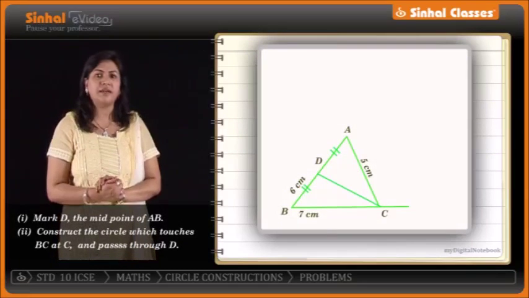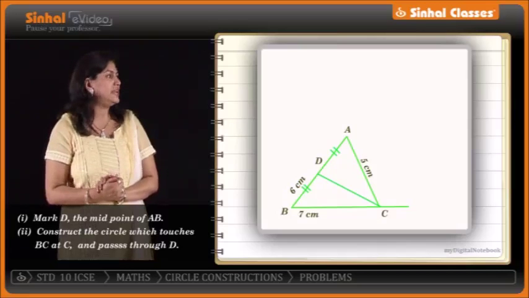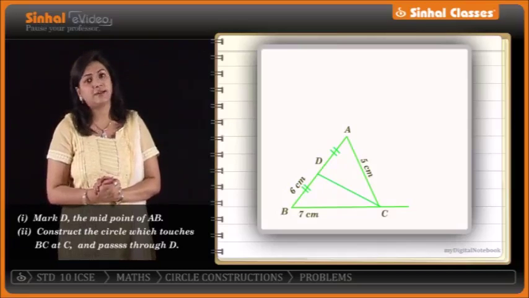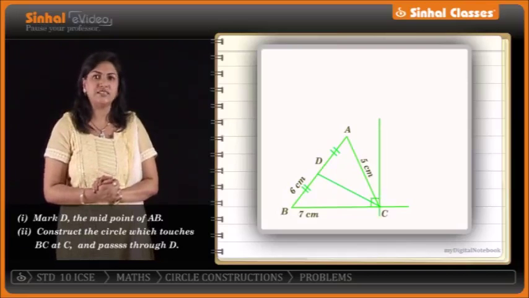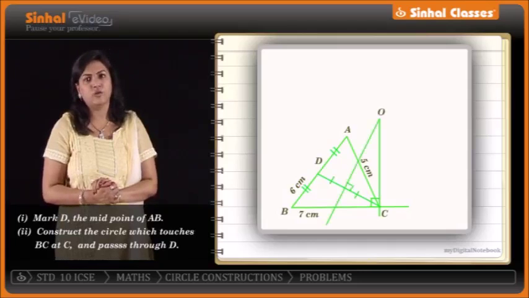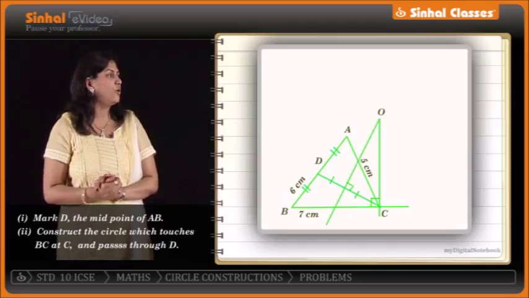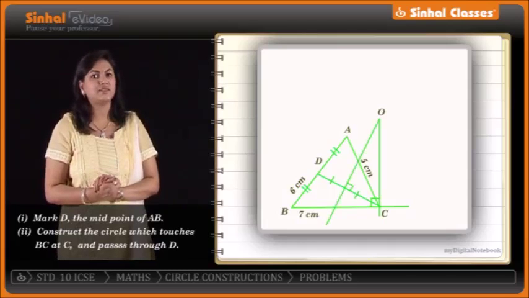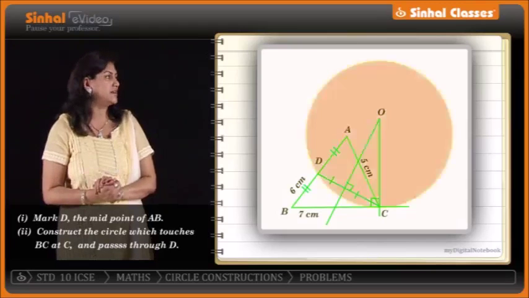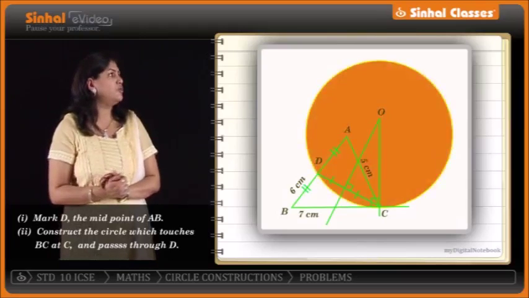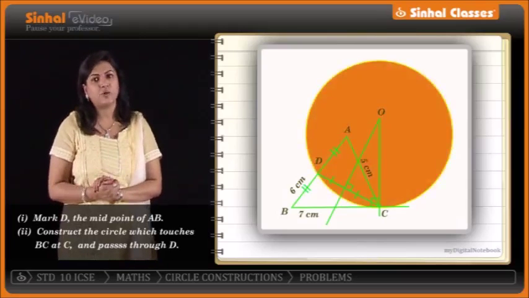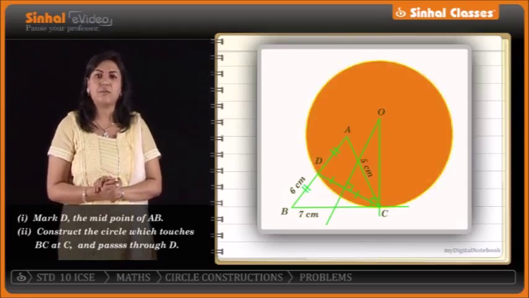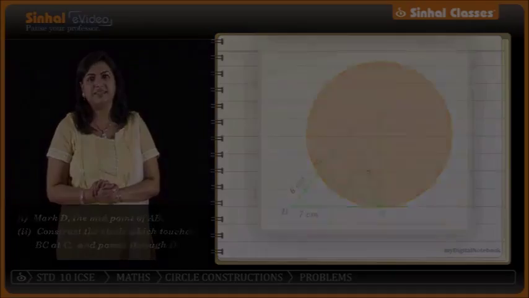Now draw the perpendicular to BC at C and also draw the perpendicular bisector of DC to meet the previous perpendicular at the point O. With O as the center and OC as the radius, draw the required circle that is passing through BC at point C and it is also passing through the point D.